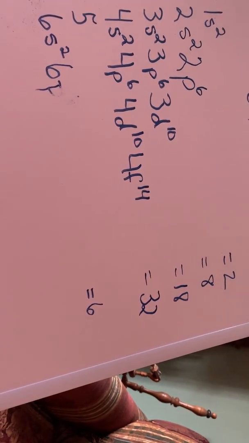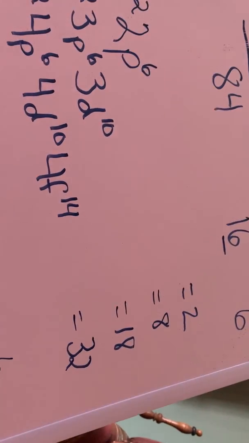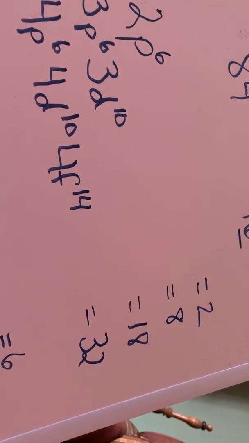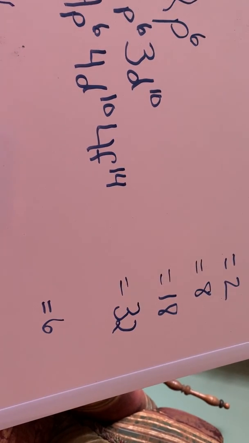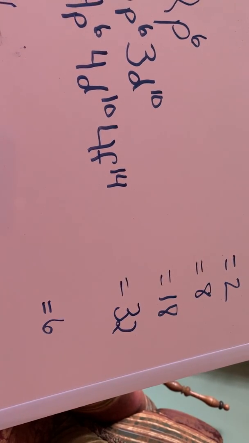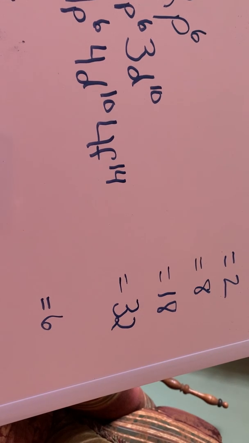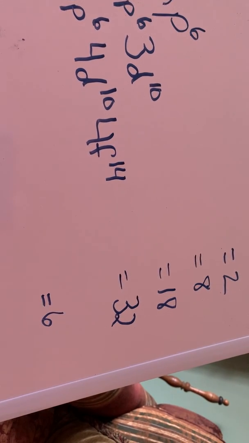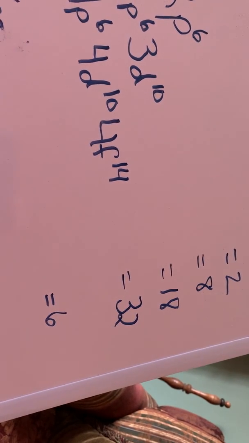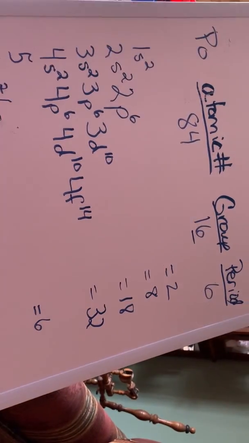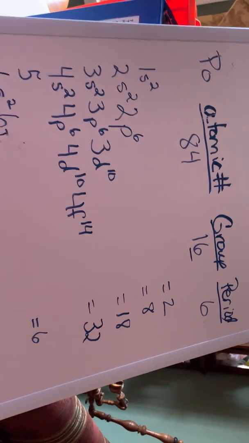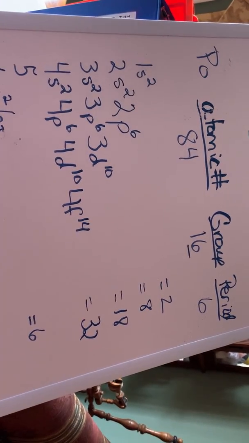So you've got 2 plus 8 plus 18 plus 32. What are you at? 60? Yep. Now we've got to get how many? How many do we have to get? Yes, 84. How do you know we need to get 84?